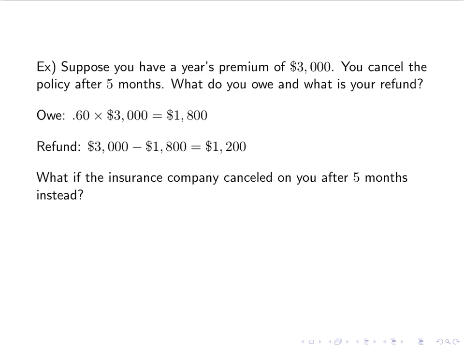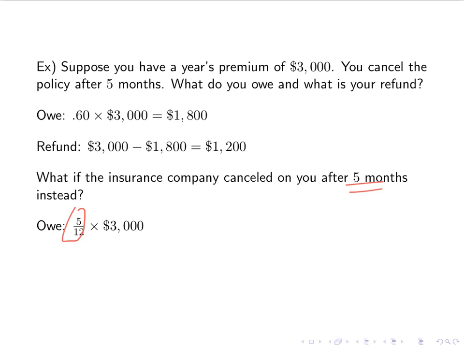On the other hand, if the insurance company canceled on me, either the insurance company might be going out of business, or I filed too many claims, something funky happened, they're canceling on me. I don't go to that table, I don't pay 60%. What I do is I only pay 5/12 of it because I only had it for 5 months of the year, which is 12 months.